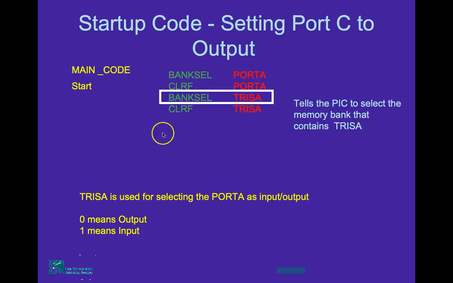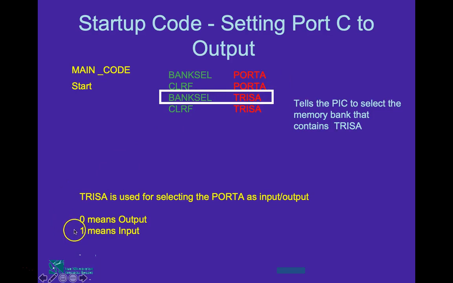So now moving on to the next slide. It says bank cell TRISA. TRISA is a register and it is used for selecting the port A. What does it mean? It means that whatever you put into TRISA will decide whether your port A is an input or an output.